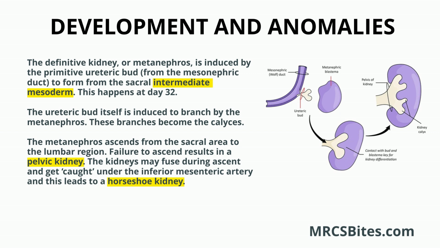The ureteric bud itself is induced to branch by the metanephros. These branches become the calyces. The metanephros ascends from the sacral area to the lumbar region. Failure to ascend results in a pelvic kidney. The kidneys may fuse during ascent and get caught under the inferior mesenteric artery, and this leads to a horseshoe kidney.